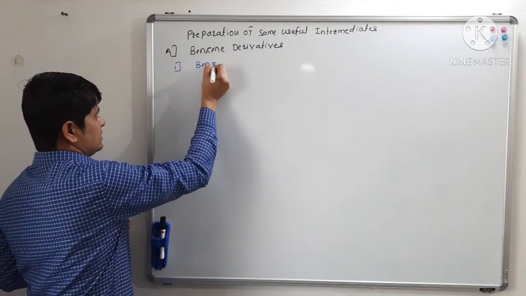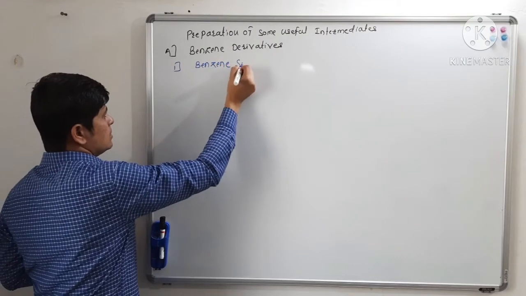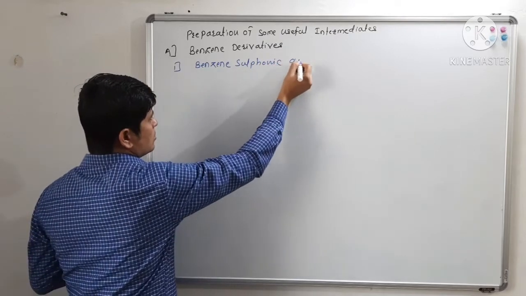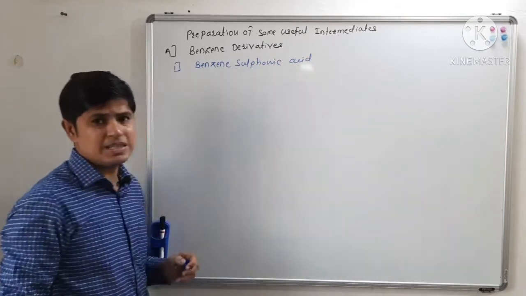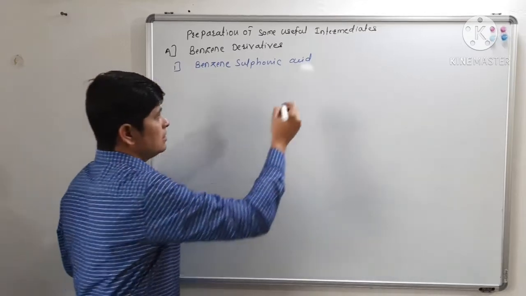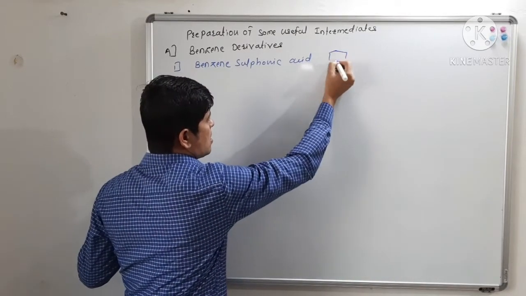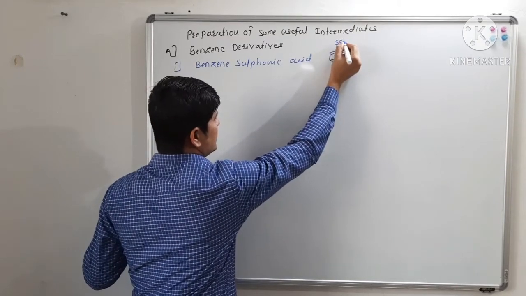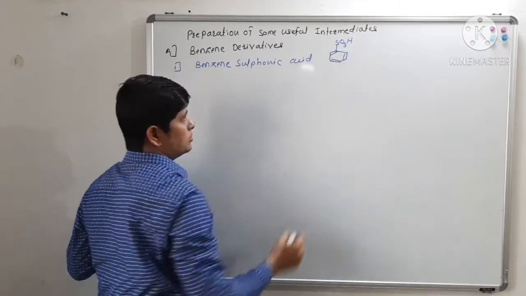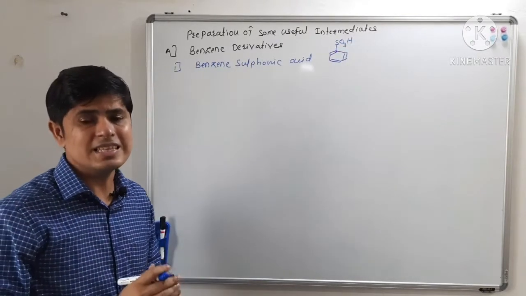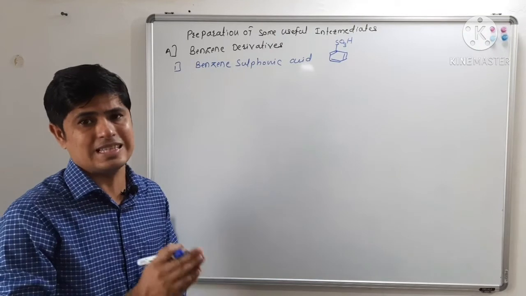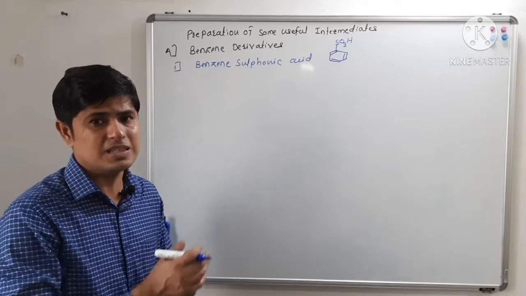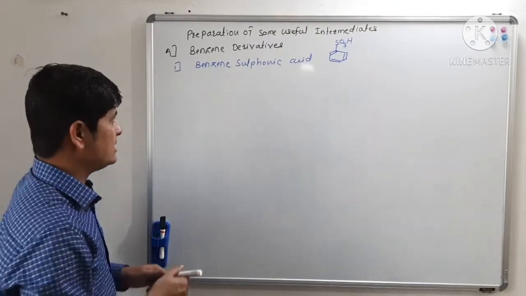benzene sulfonic acid. So what is the structure of benzene sulfonic acid? Benzene sulfonic acid is a benzene ring having a sulfonic acid group. So we have to synthesize this benzene sulfonic acid. How can we prepare it? Let us see.